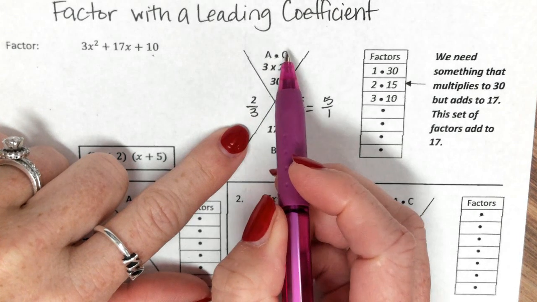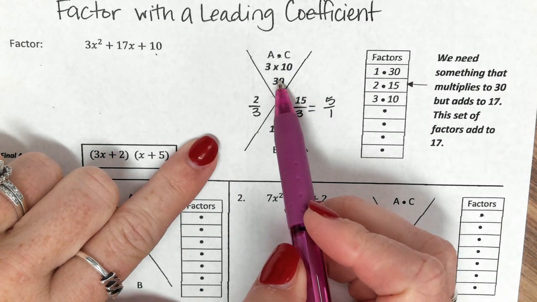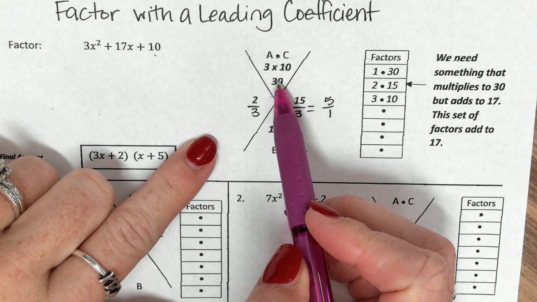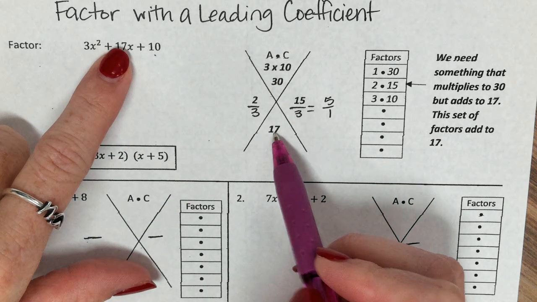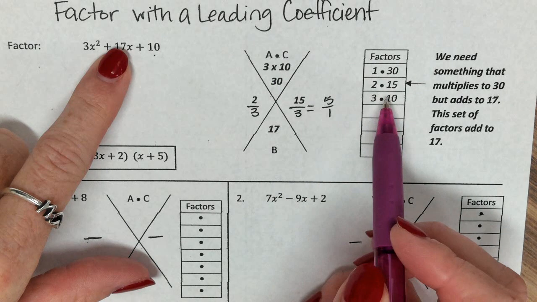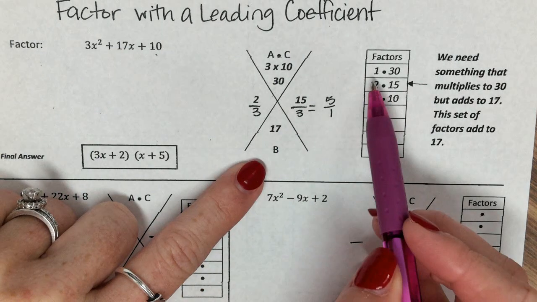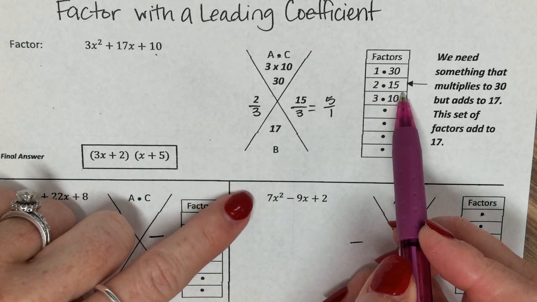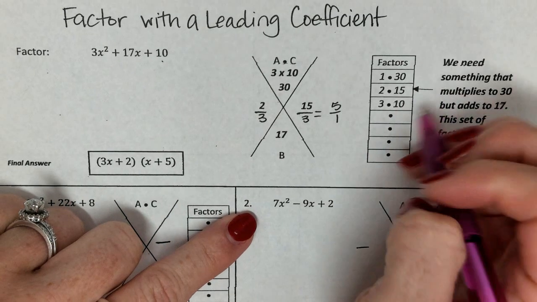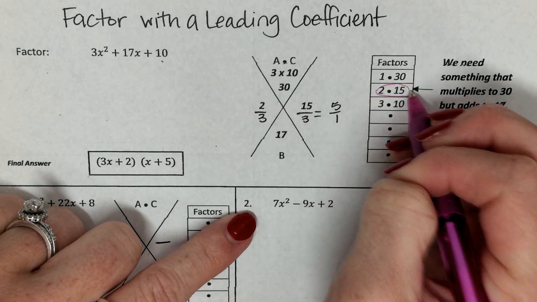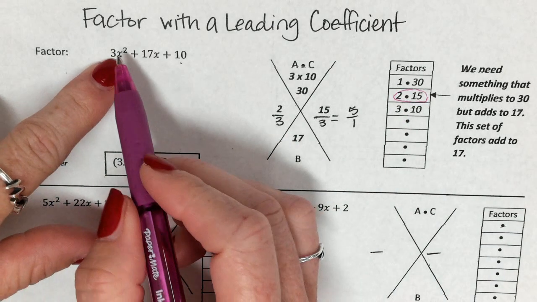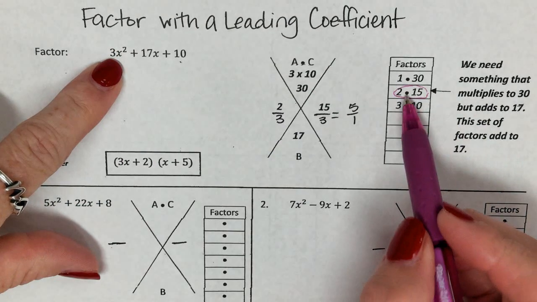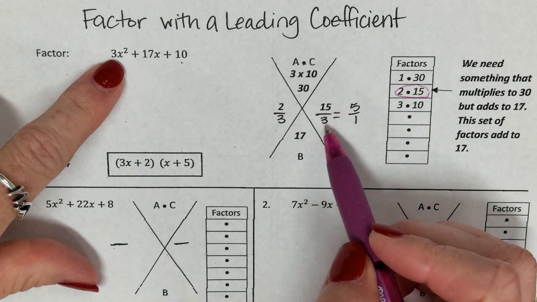So they did A times C. 3 times 10 is 30. Yes? I need eyes with me, please. They put the B as 17. So they said, what are factors of 30? Here they are, that add up to 17, which was 2 and 15. Here's the difference. This was the answers that they used. But they had to put them over A. And what was A? 3. So we said 2 over 3 and 15 over 3.